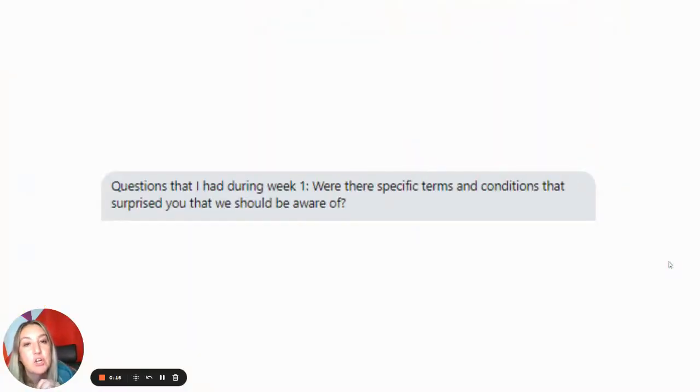Were there specific terms and conditions that surprised you that we should be aware of? So this is the most important thing, is reading the terms and conditions. There's a lot of people that publish on Amazon without reading it through. And in there, you learn that Amazon would like you to have one account. The only exception to this is if you have a business and you are building a business as a self-publisher.